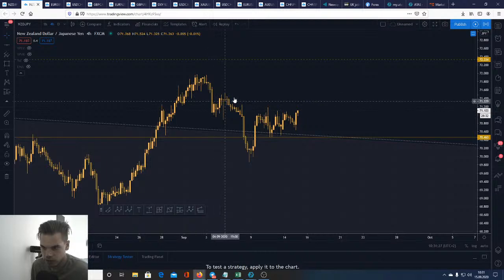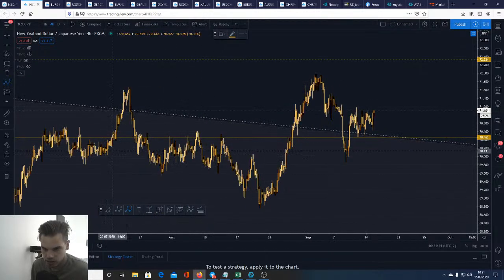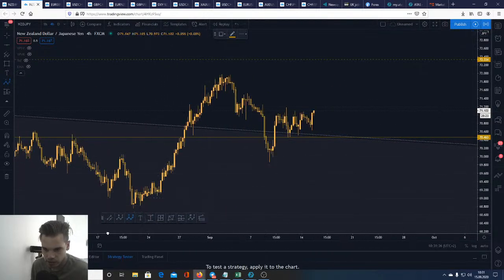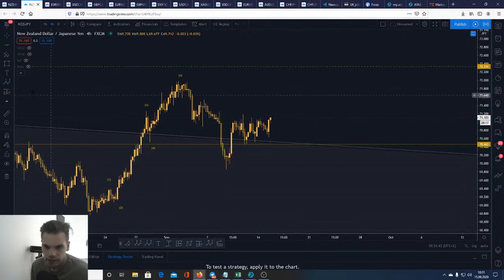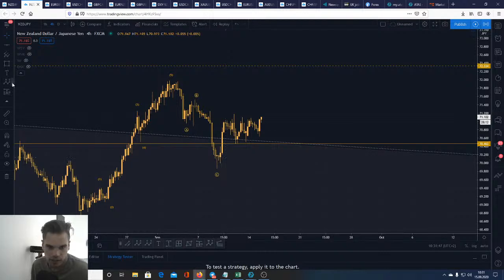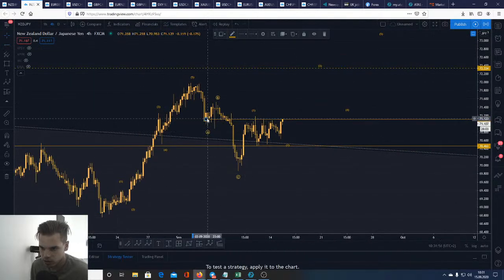So 1, 2, 3, 4, 5 ABC. Yeah, this could actually be, look, an ABC pattern again, consolidation WXY, I remember, and this could be a 1, 2, 1, 2, 1, 2, 3, 4, 5, and ABC, so a 1 flat type 3 sharp type 5 correction. It's actually a good one. We could actually go long here. It's risky, but JPY is very weak.